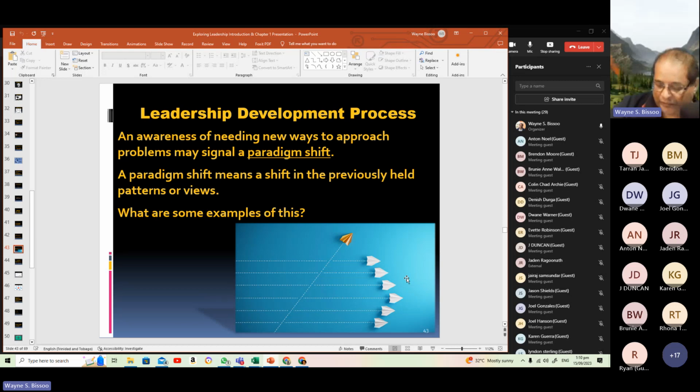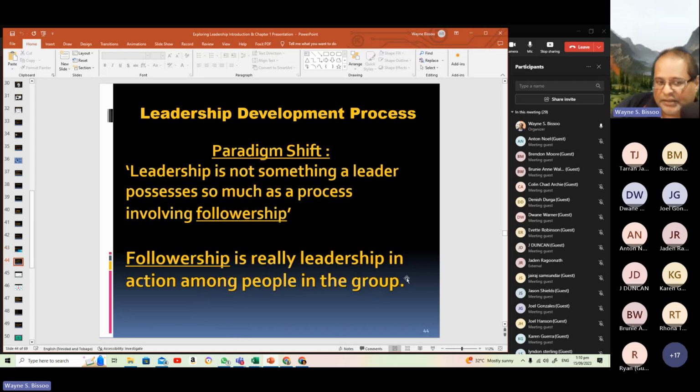And that's one of the things we want to talk about: if we want better leadership around us, then we have to become better leaders ourselves. Because we have to remember that the paradigm shift I'm bringing up here is that leadership is not something a leader possesses so much as a process that involves the followership.